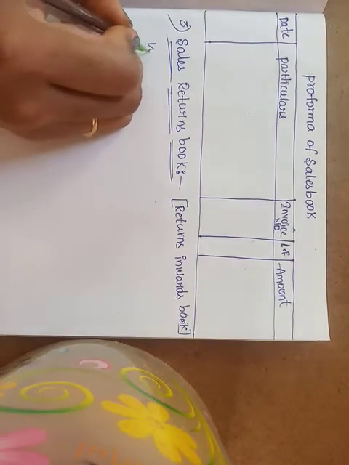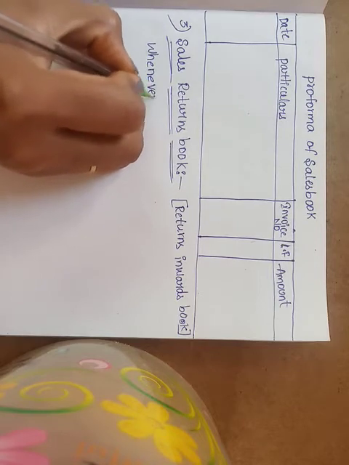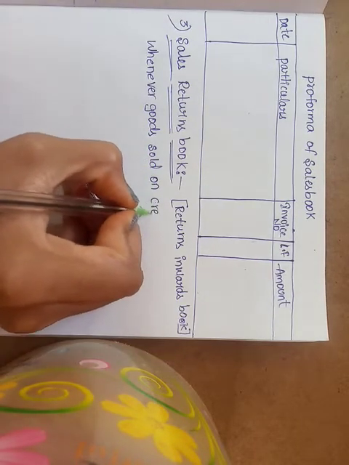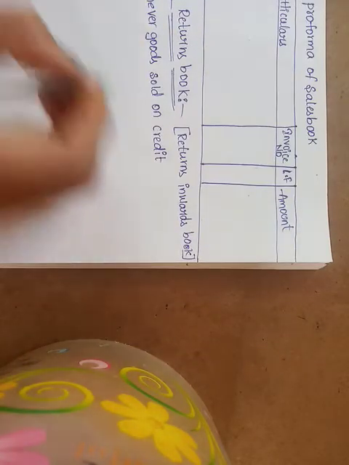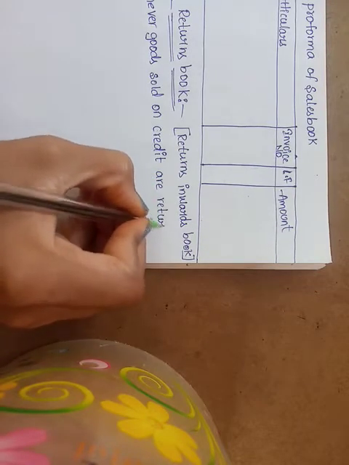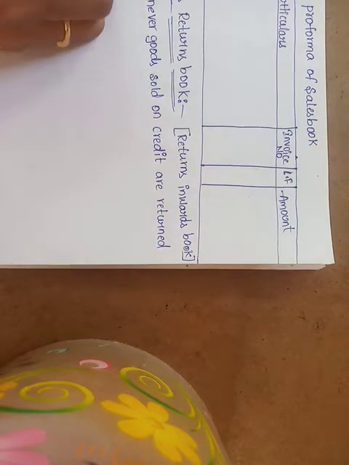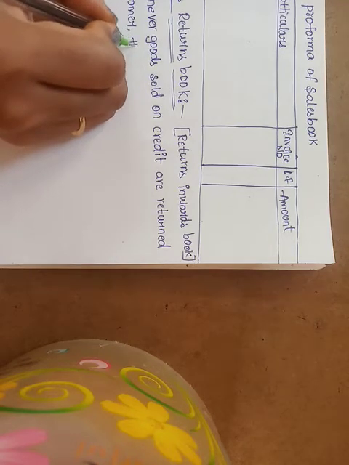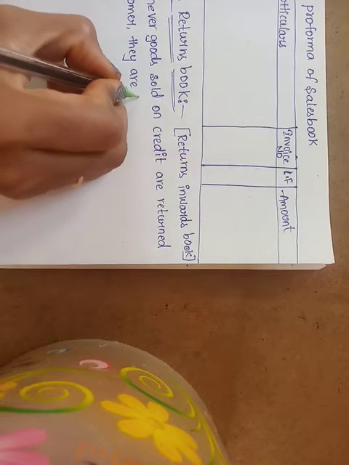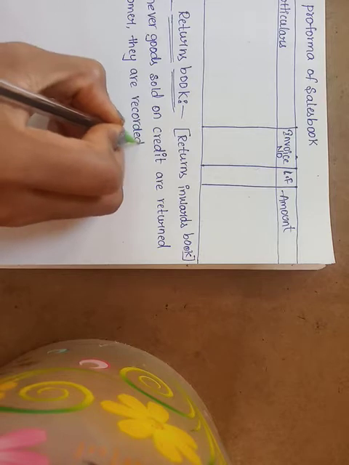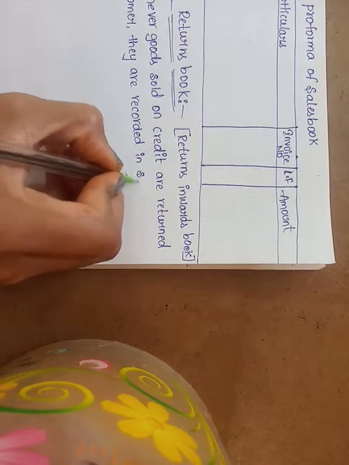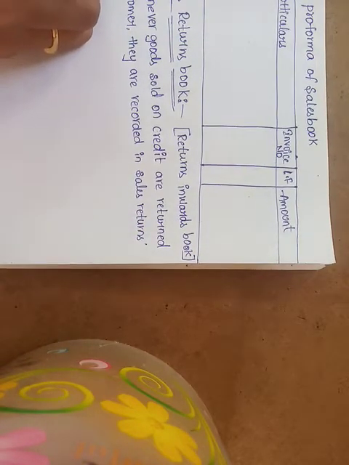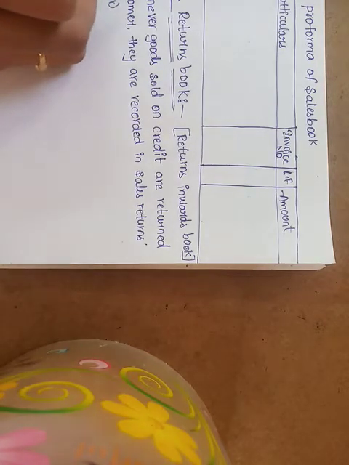Whenever goods sold on credit are returned by customers, they are recorded in the sales returns book or returns inwards book.